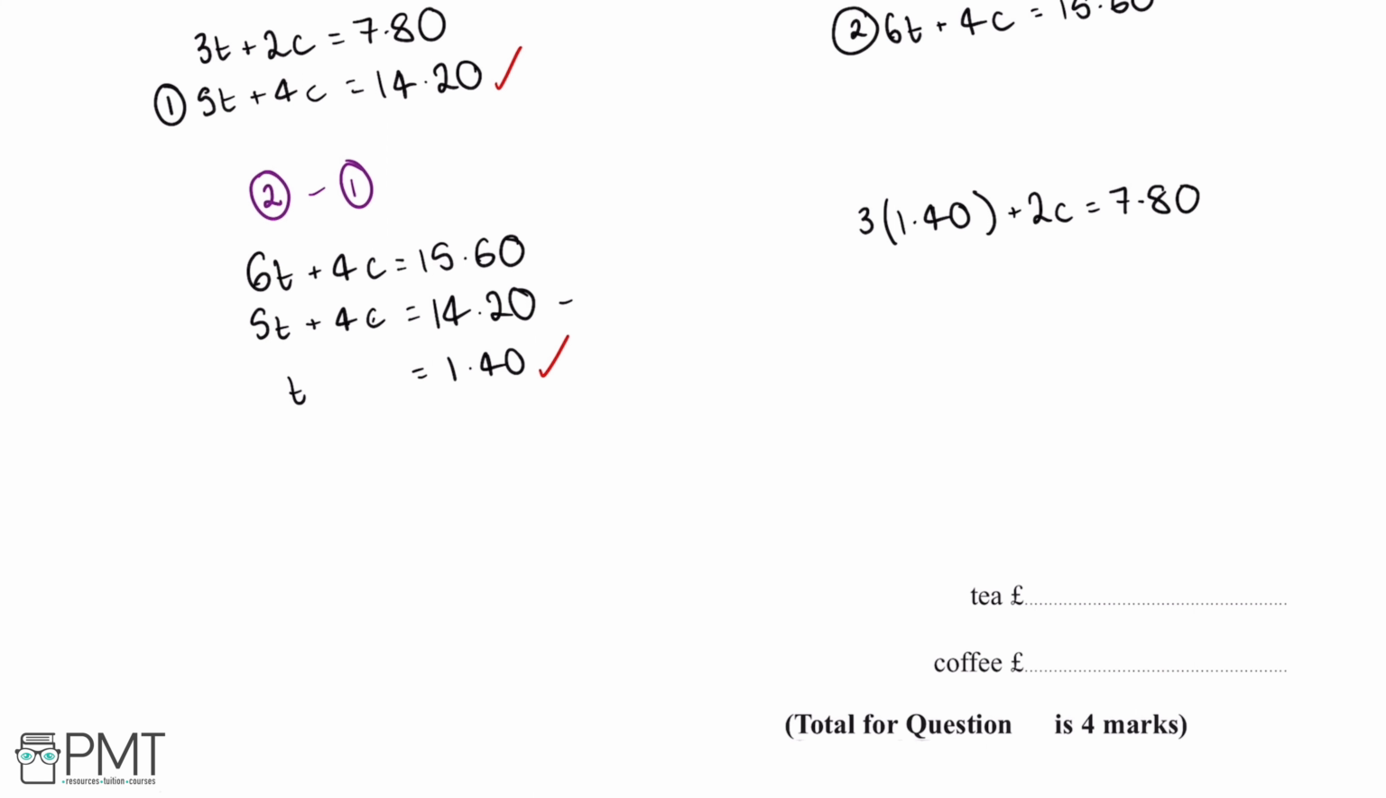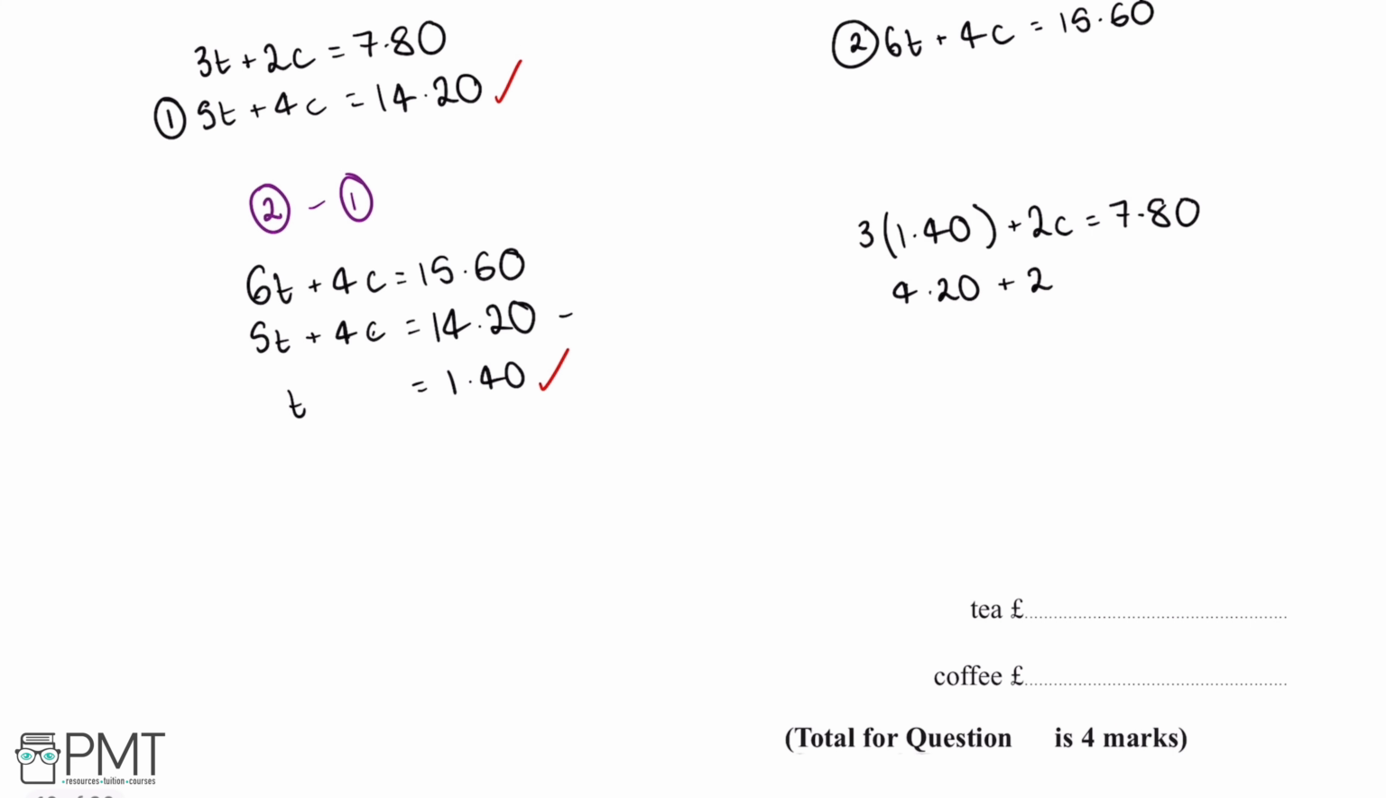So the first thing we can do is multiply out these brackets. 3 multiplied by £1.40: well, 3 multiplied by 1 is 3, and 3 multiplied by 0.4 is 1.2. So this gives us £4.20 plus 2c equals £7.80. So we can minus £4.20 from both sides. This gives us 2c is equal to £3.60. And finally we can divide both sides by 2, which tells us that 1 coffee is equal to £1.80.